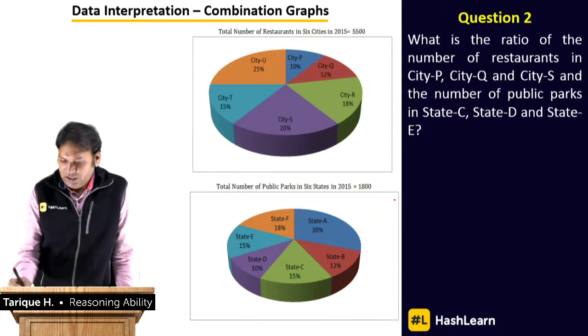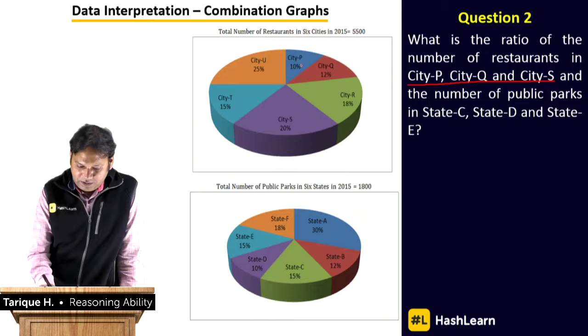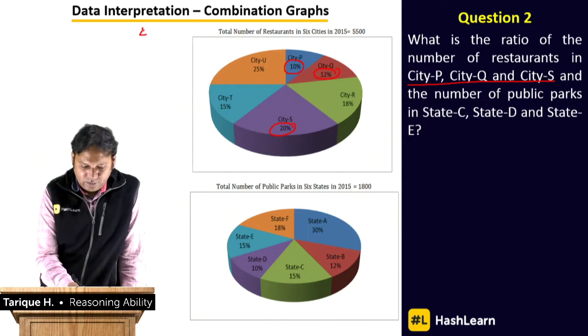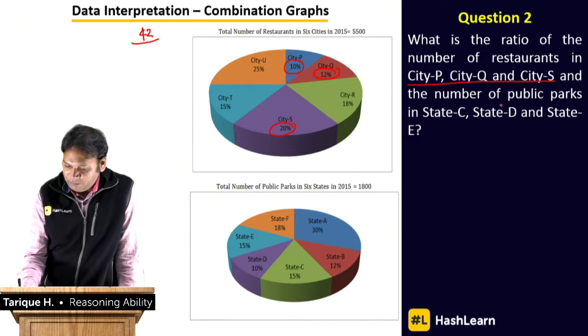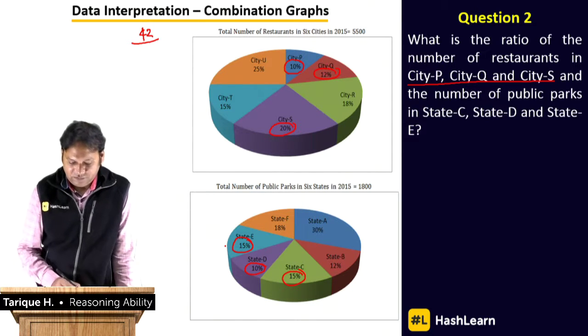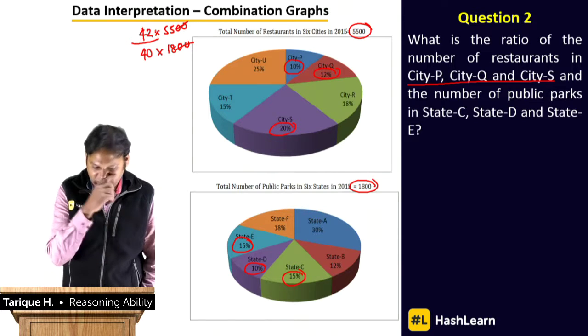What is the ratio of the number of restaurants in P, Q and S to the number of public parks in C, D and E? Restaurants in P, Q and S: 10 plus 12 plus 20, so that's 22 plus 20, 42. Public parks in C, D and E: 10 plus 15, 25, plus 15 is 40. Into 5500, because this total is 5500 and that total is 1800. So cancel the zeros and then just simplify.